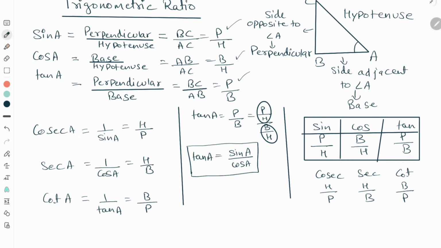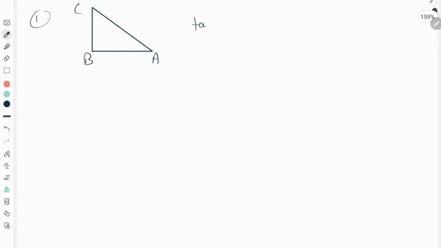Now let's see few example. So we have a triangle ABC, and we have tan A equal to 4 by 3. You just have to make sure which angle you are taking. So in this question we are using angle A. So in this case BC will be perpendicular and the side adjacent to the angle will be base, and hypotenuse will always be side opposite to the right angle.